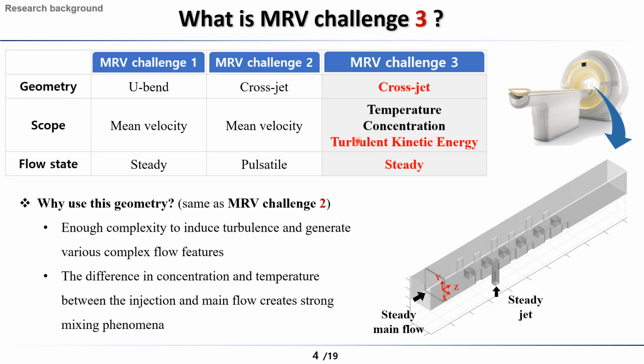Currently, there is no fully disclosed information that MRV Challenge 3 is in progress. The scope of MRV Challenge 3, in addition to mean velocity measurements, primarily focuses on the measurement of temperature, concentration, and TKE, using the same geometry as MRV Challenge 2 but in a steady state.